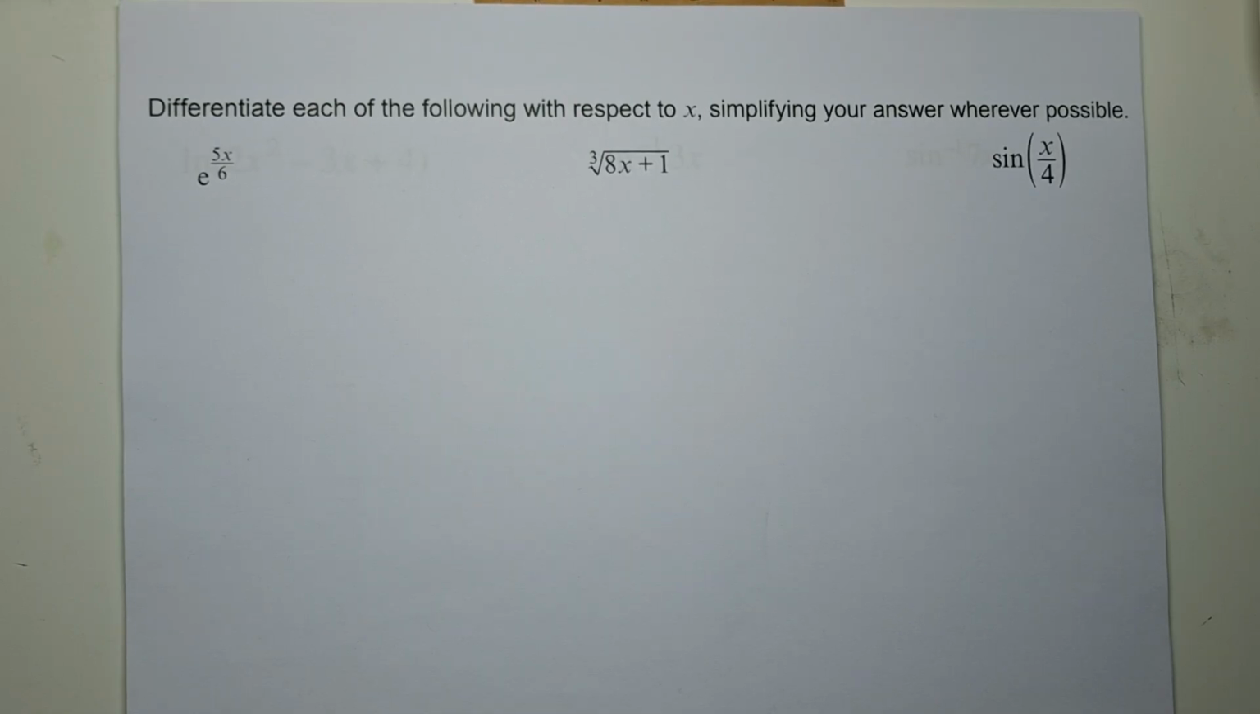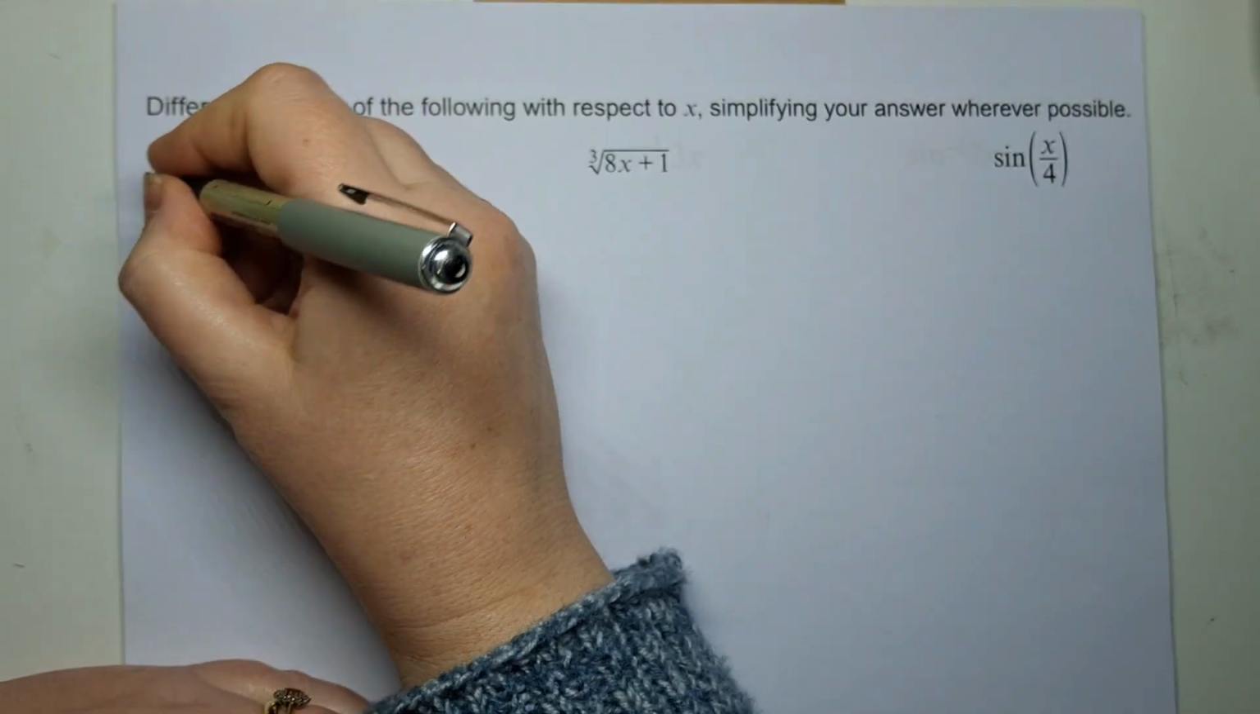Okay, so in this video we're going to look at the simple rules for differentiating the different types of functions you're going to see in A2 maths. So we're going to look at the e, the bracket, the trig, and then the log and the inverse trig as well. Okay, so first one, e to the power 5x over 6.